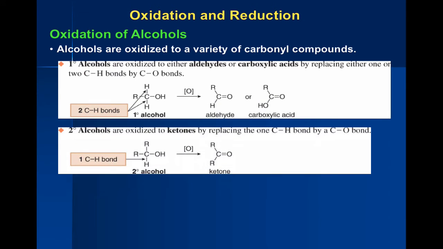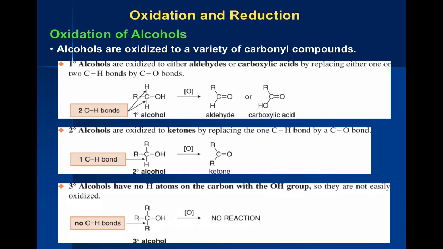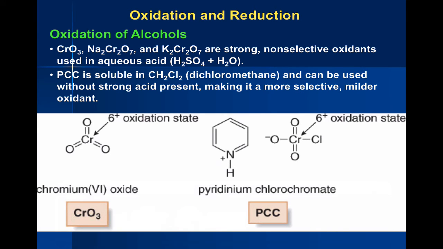You can take a secondary alcohol and you can get a ketone. And that's all you can do in the oxidation that we're going to be talking about, at least in this chapter, okay? And tertiary alcohols, notice they have no carbon-hydrogen bonds. No oxidation can occur. So if you treat a tertiary alcohol with an oxidizing reagent, you'll see no reaction.